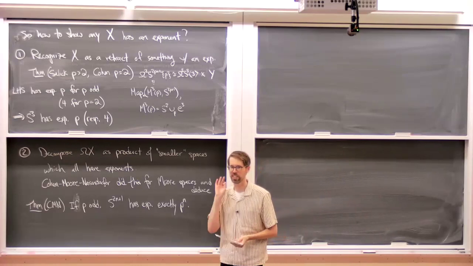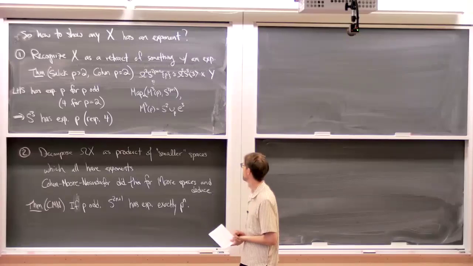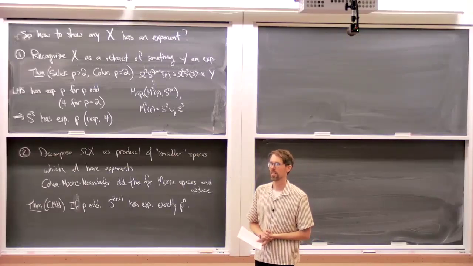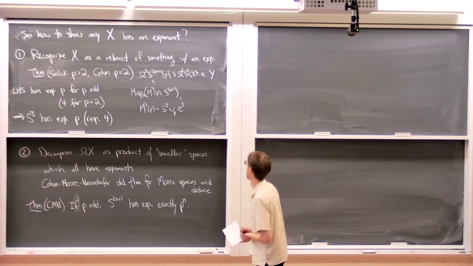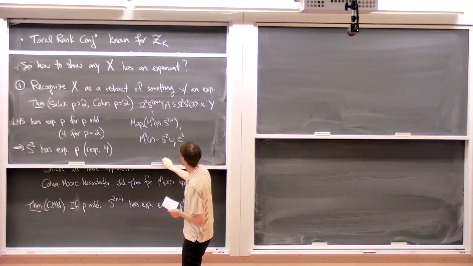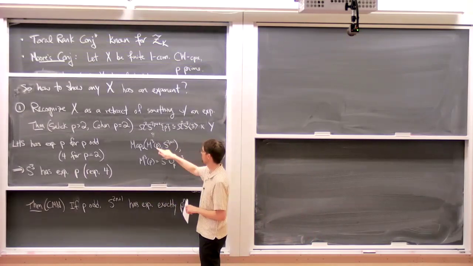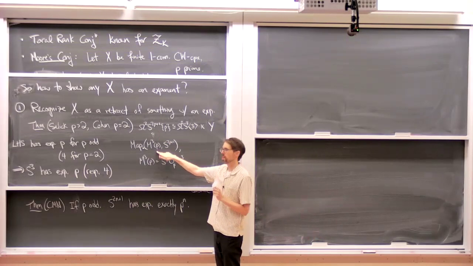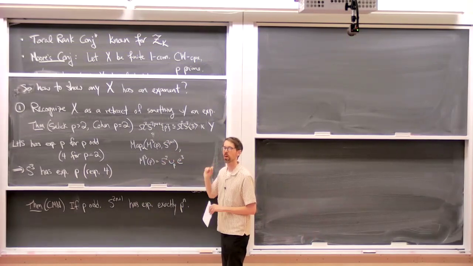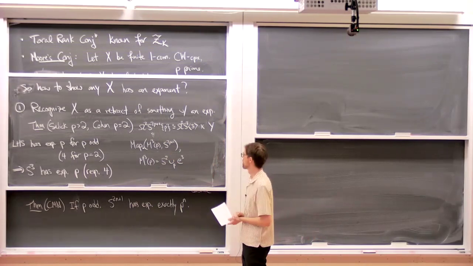Actually, I couldn't quite hear. I didn't quite understand how the left-hand side having the exponent implied that S3 had exponent P. Maybe I'm missing something about loops to S3. So we're saying the left-hand side can be thought of as this mapping space. I'm okay with the left-hand side. Oh, okay. Why does that imply the right-hand side has exponent? No, I'm okay with that. Why does that, sorry, S3 has exponent P.